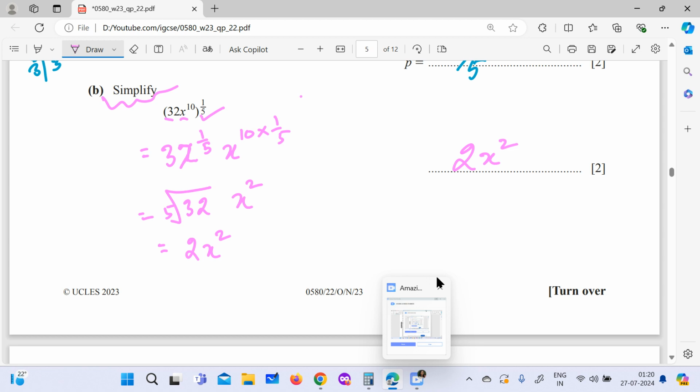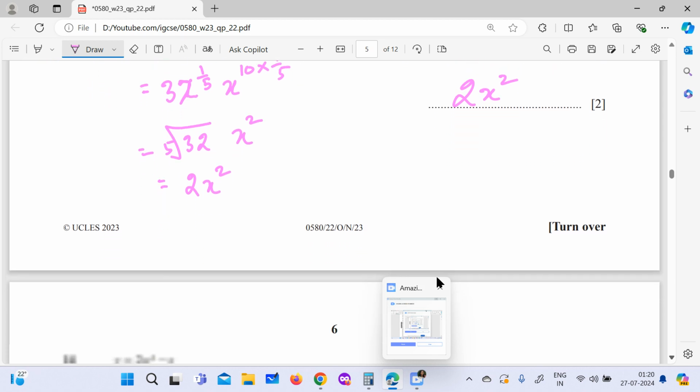Almost in every paper, every time we get this kind of question from indices. There are only 4 or 5 rules. Practice it well. Next.